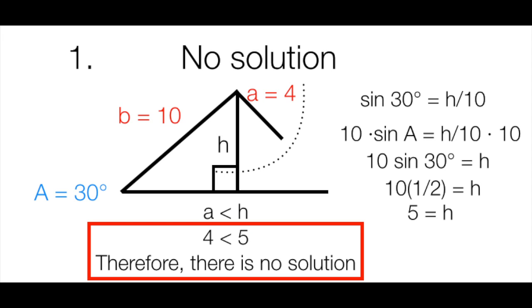Let's give an example. Let's say that angle A equals 30 degrees, side a equals 4, and side b equals 10. The first step to solve this triangle would be to compute the height of the triangle. To do this, we can set up the equation sine A equals h over b. When both sides are multiplied by b, h equals b sine A. When we plug in the values for a and b, the equation becomes h equals 10 sine 30, which simplifies to 5. Thus, a is less than h becomes 4 is less than 5, which means there is no solution.